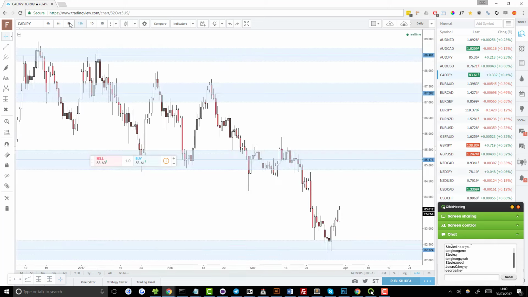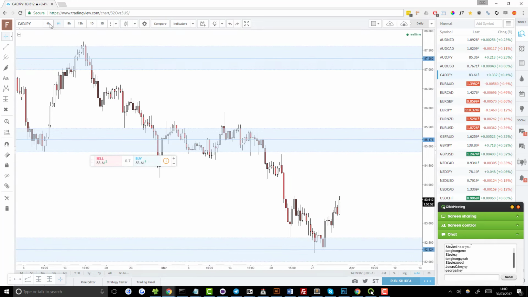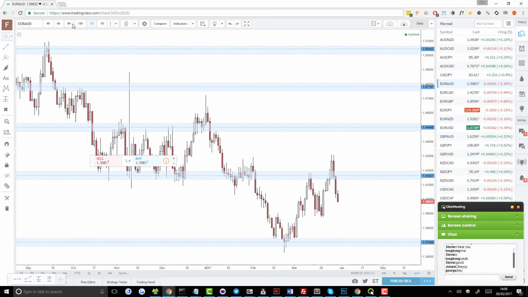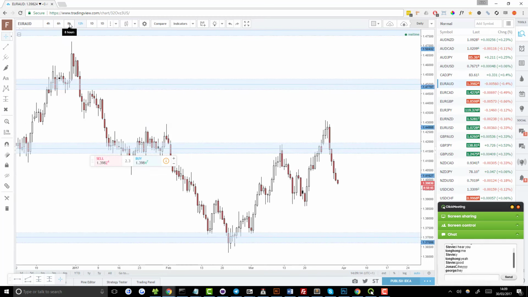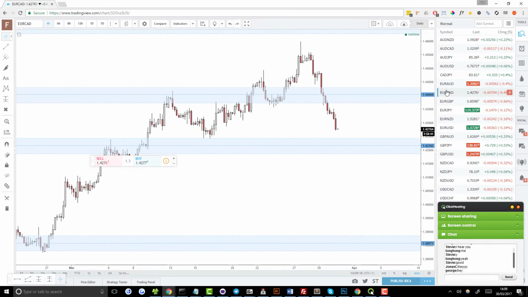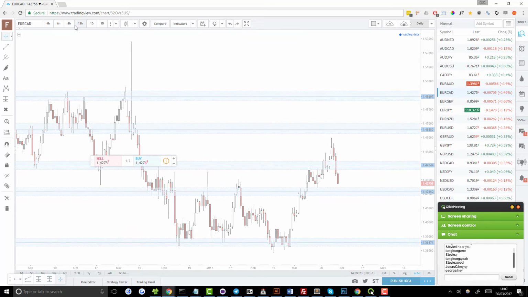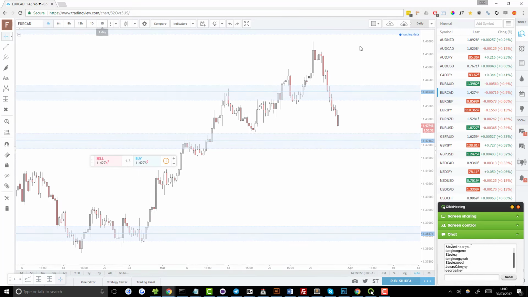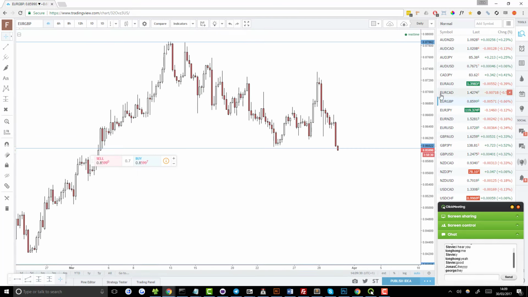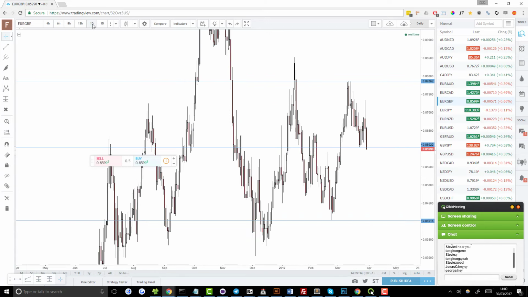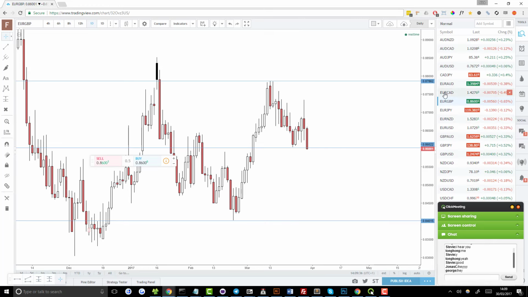CAD JPY is already in a reversal. Euro AUD is trending down. Euro CAD trending down. Euro GBP. Fix these areas up real quick.